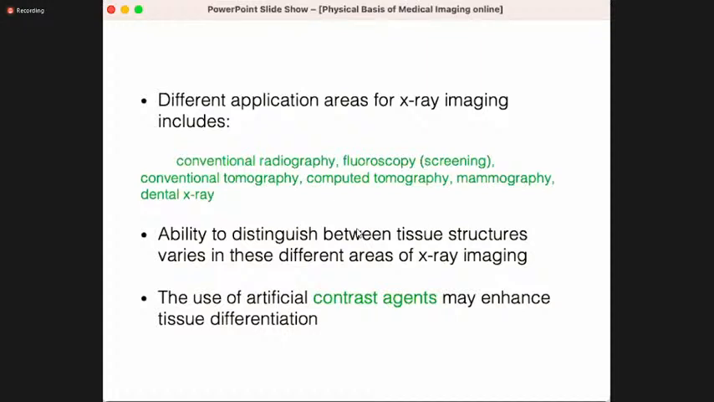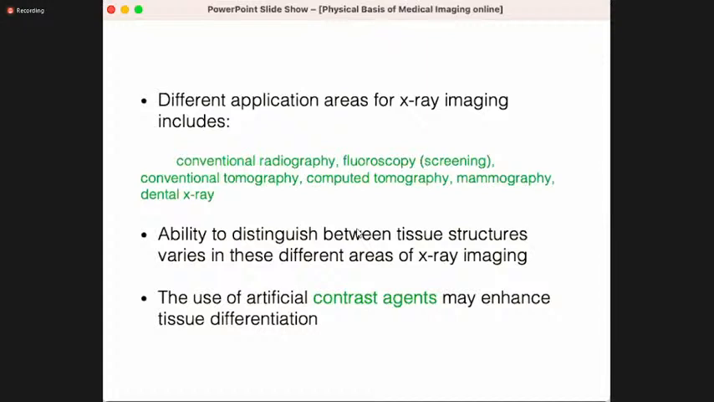allowing one to generate an image that has high soft tissue contrast, unlike maybe what is in the case of conventional radiography. Okay, and then the other form is mammography. So it is a form of X-ray imaging that is optimized for imaging the breast tissue.